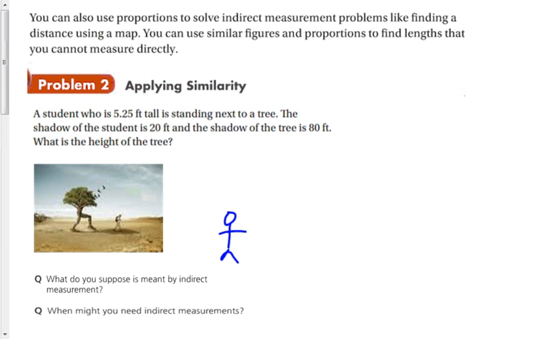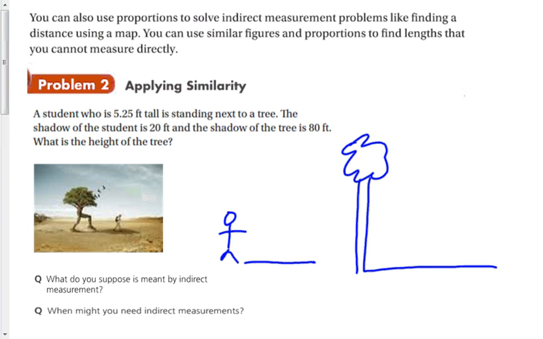So I'm going to just redraw this real quick. So here's a student, and let's say this line represents the student's shadow. At the same time, there's some tree, and that tree has a shadow, which of course is longer. It says the student is 5.25 feet tall, so I'll just put that in there. And then we get a triangle that looks like this, and that's a right triangle there. Right triangle here, and what we want to know is the height of the tree. So I'm just going to call that H for height for now. And the tree's shadow is 80. The person's shadow is 20 feet.